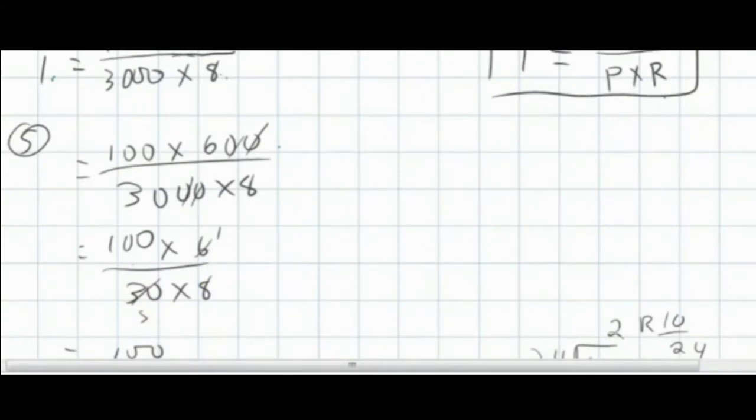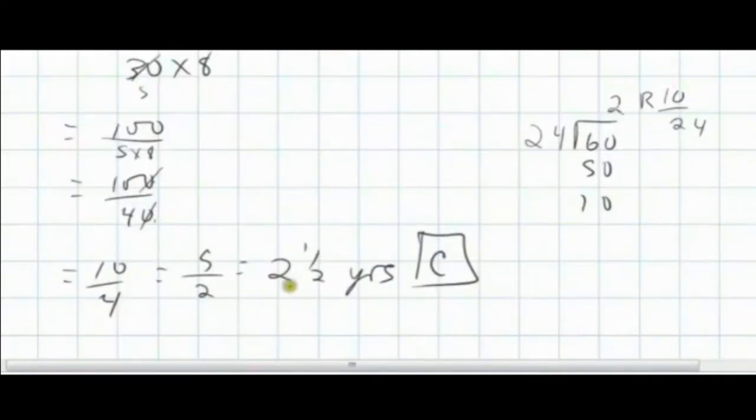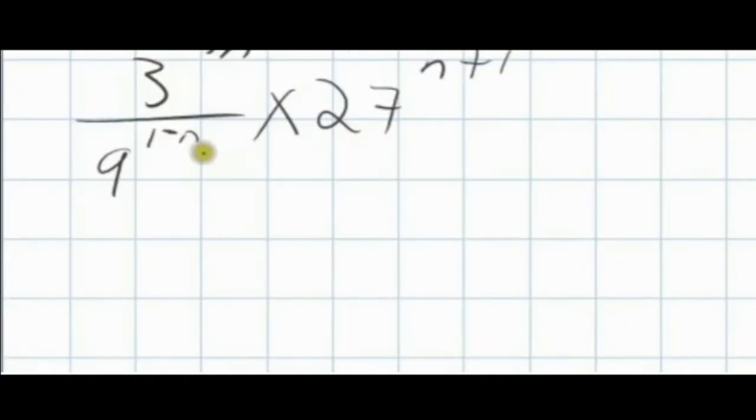So all you have to do is cancel these zeros so that you're left with 100 times 6 over 30 times 8. And you can simplify the 30 and the 6. So the 6 reduces to 1 and 30 to 5. So now you just have 100 over 5 times 8, which is 100 over 40. Again, you cancel zeros, and you're left with 10 over 4, which is the same as 5 halves, which is the same as saying 2.5 years, which is your option C.